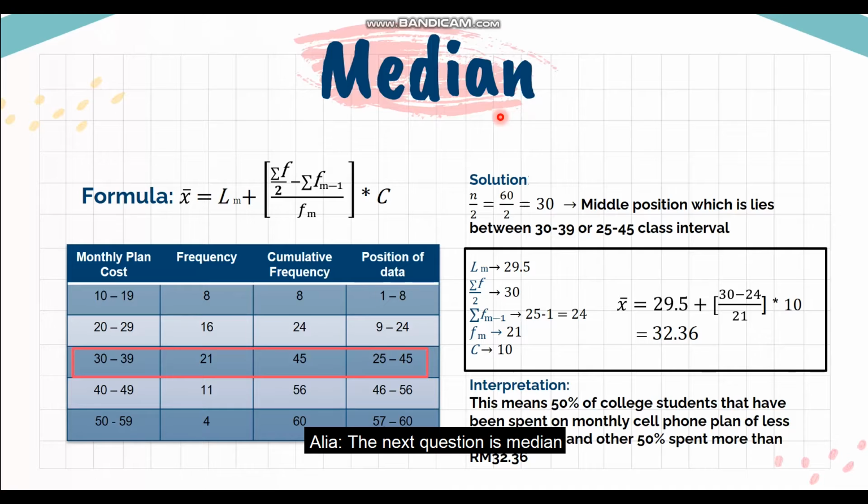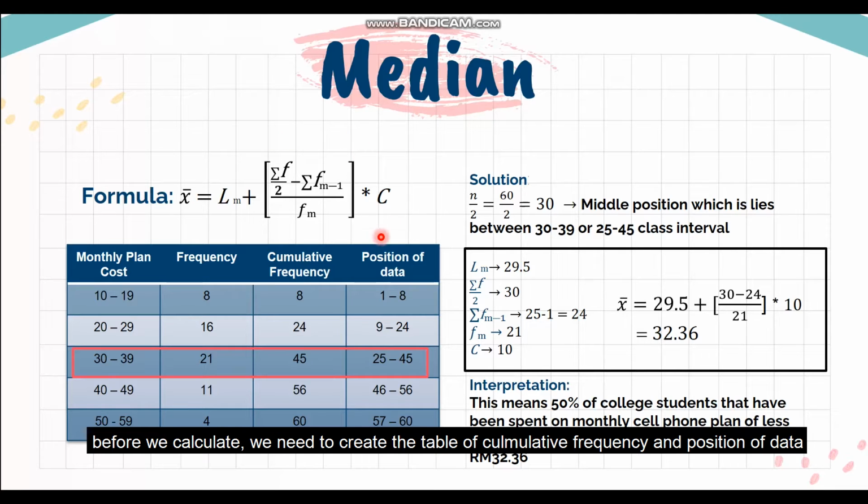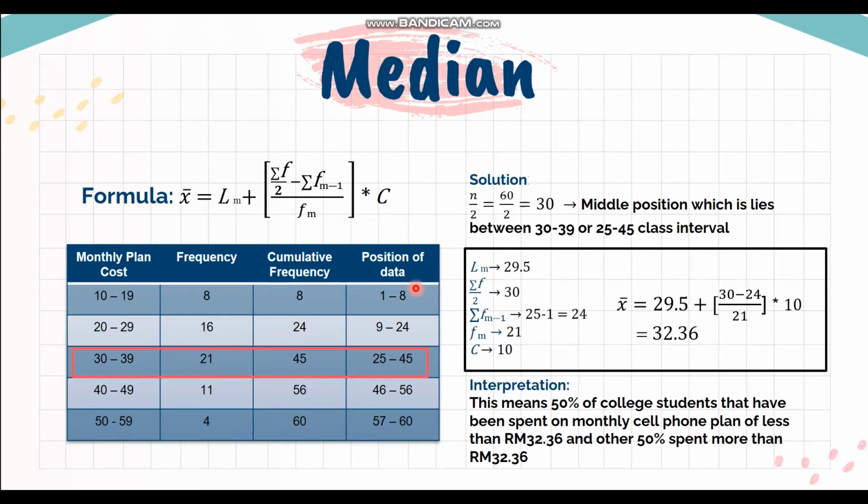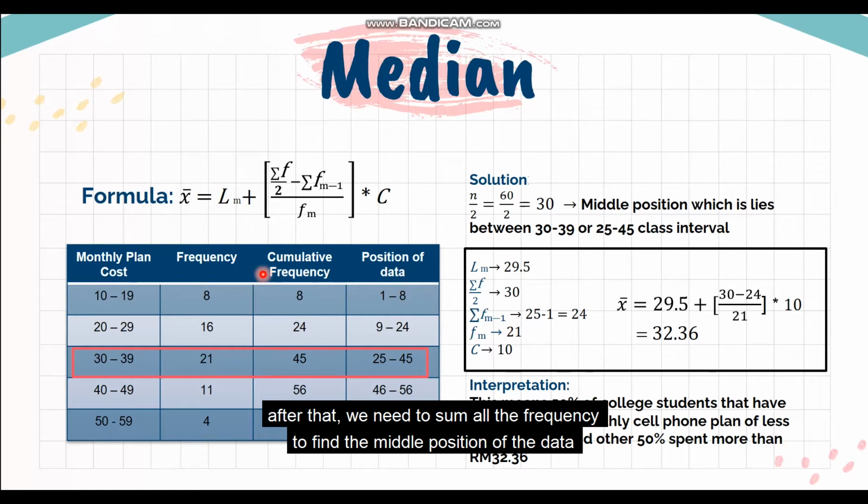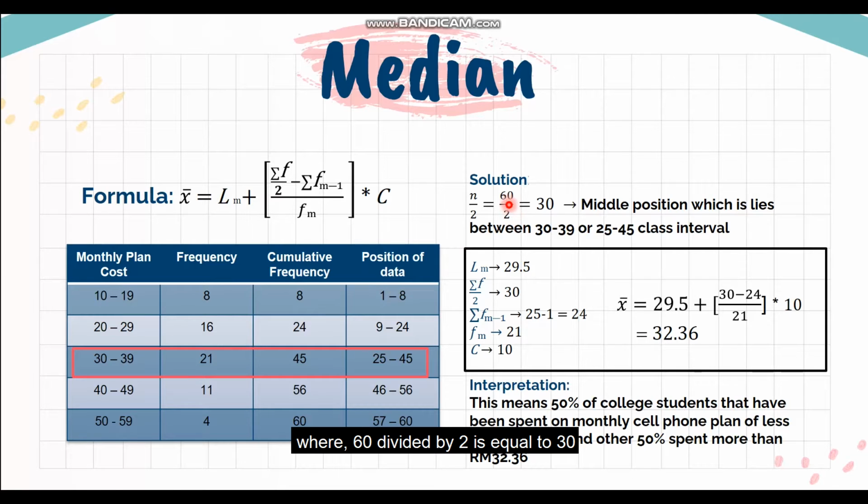The next question is the median. Before we calculate, we need to create the table of cumulative frequency and find the position of the data. We sum all the frequencies to find the middle position of the data, where 60 divided by 2 equals 30, which is in the 30 to 39 class interval.